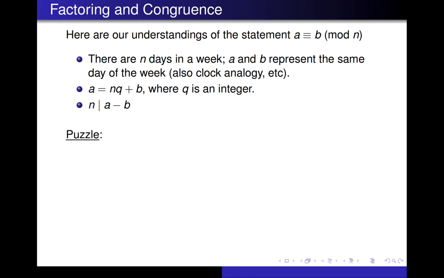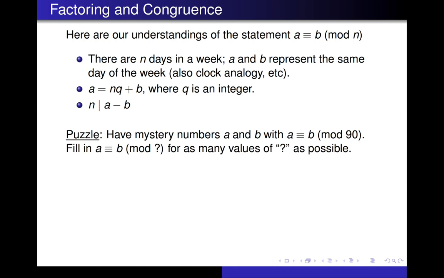All right, so we're going to use that to solve the following little math puzzle. So suppose we have mystery numbers A and B. I'm not telling you what those numbers are because I am a jerk. And all we know about those numbers is they're congruent to one another mod 90. So A is congruent to B mod 90. Can we fill in A is congruent to B mod anything else? So I want as many of those question marks filled as possible. Is A congruent to B mod 5? Is A congruent to B mod 13? Who knows? I'm not going to tell you what all those numbers are going to be.